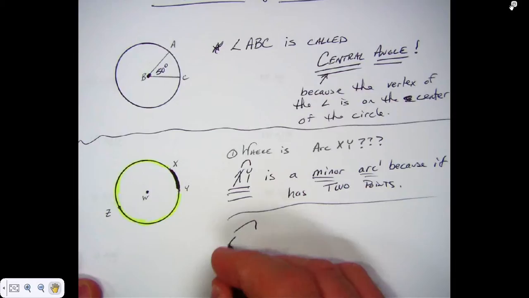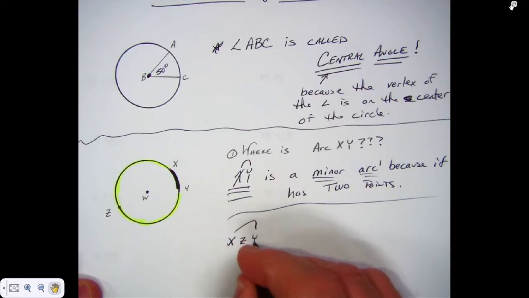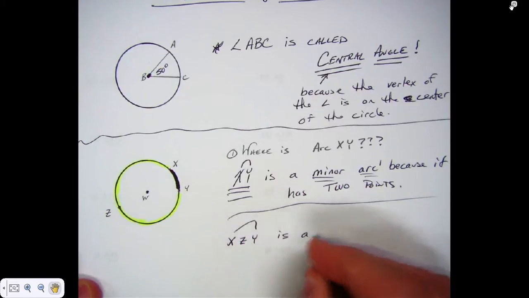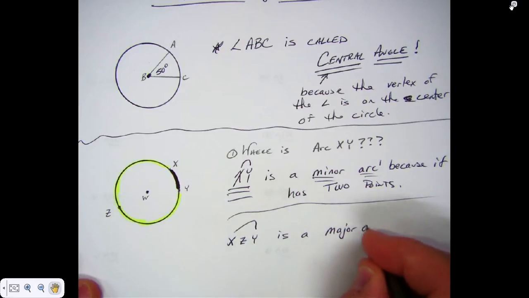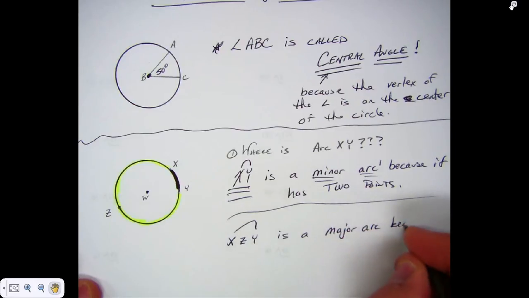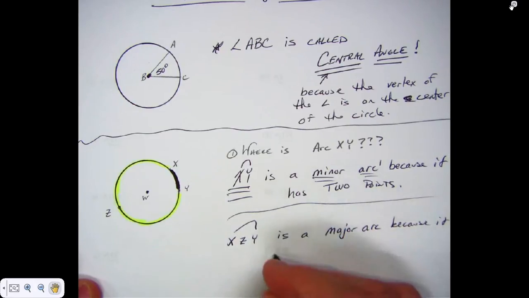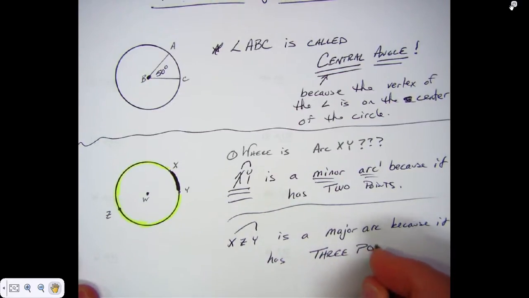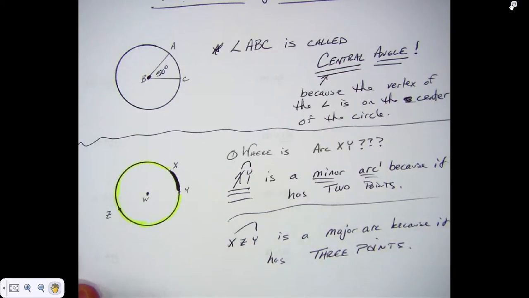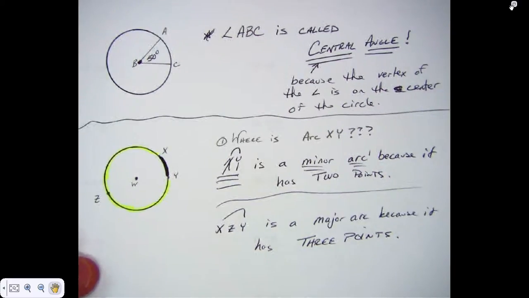Arc XZY is a, what do you think I'm going to word here? Minor in what? Major. Is a major arc because it has how many? 3 points. So, that's how we tell the difference.